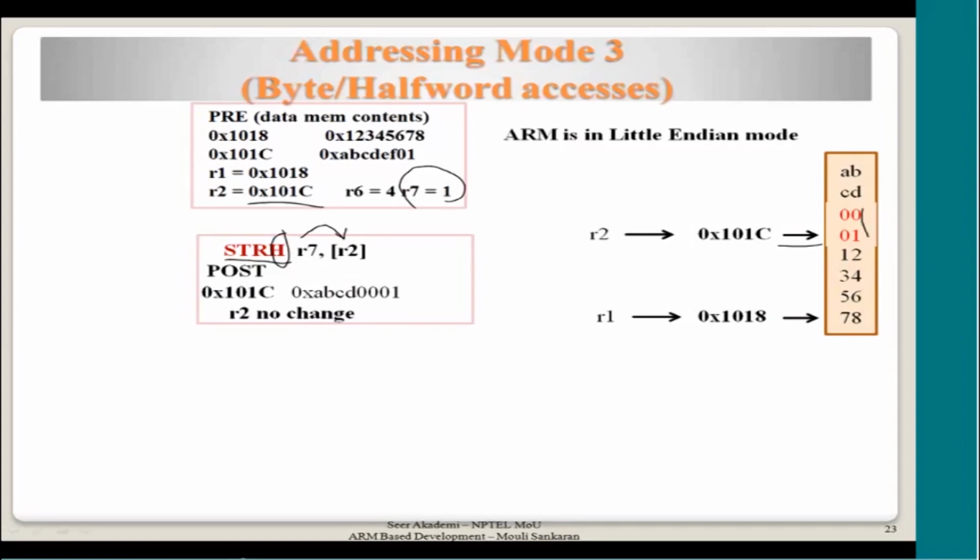Why 1 comes here? Because that is the LS byte. It is a little endian mode, so the LSB comes and sits in the lowest part of the memory. So please see that it doesn't sign extend or pad with 0 or 1 or whatever. It doesn't do that, because there is no way it can be done on the memory.